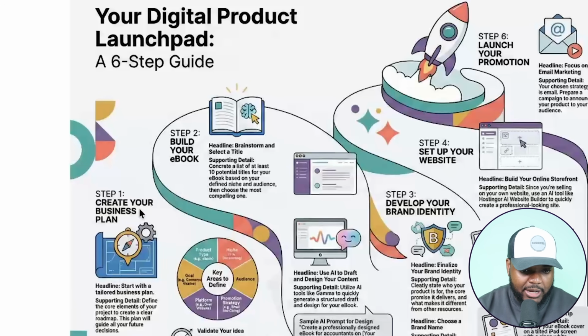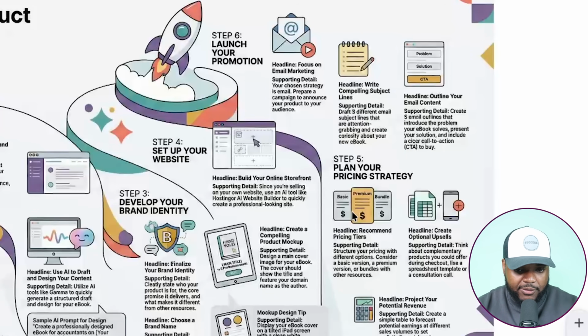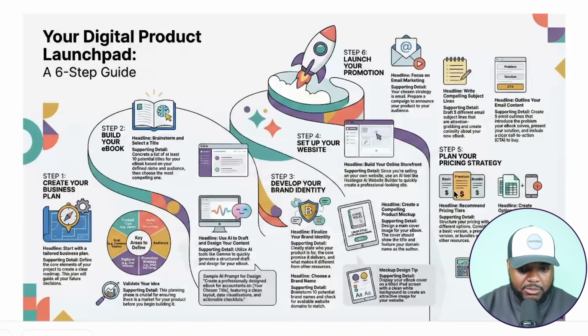Step 1, create your plan. Step 2, build the ebook. Step 3, develop your brand identity. Step 4, build your website. Step 5, plan your pricing strategy. Step 6, launch your promotion. I might have done one of them the other way around, but you guys get the point. You know, things like this, if I had it in the early days of me building my first ever one-person business, I would have been able to gain so much more clarity.